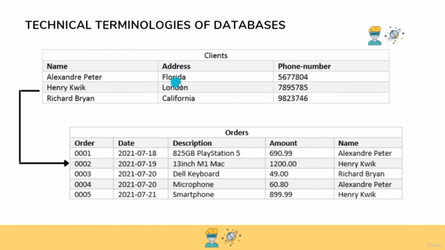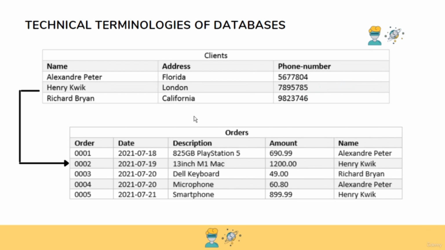This is the client, and we only store the address one time. Then if we want to have records related to Henry Quick in our orders, we simply relate to the name, and the address is nothing that needs to be repeated many times, since it only appears one time in our records. So here we have less intensive work in our database. The same would be applied to the phone number.